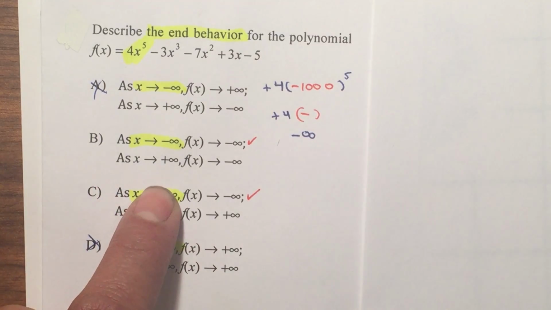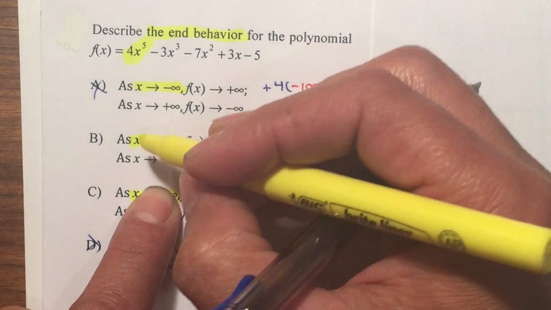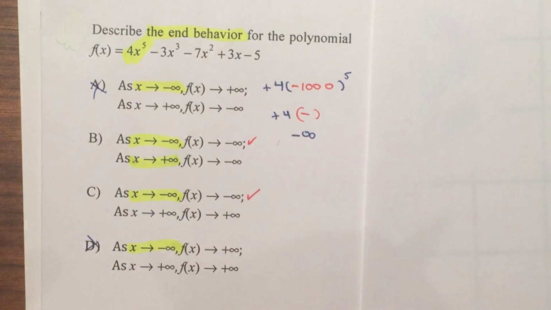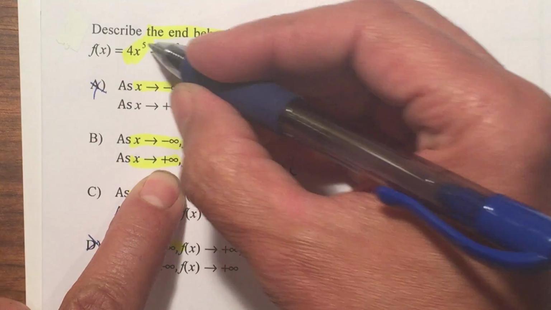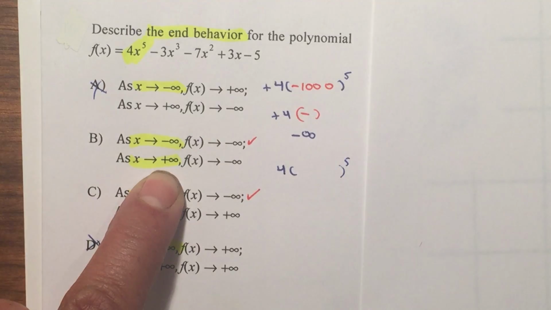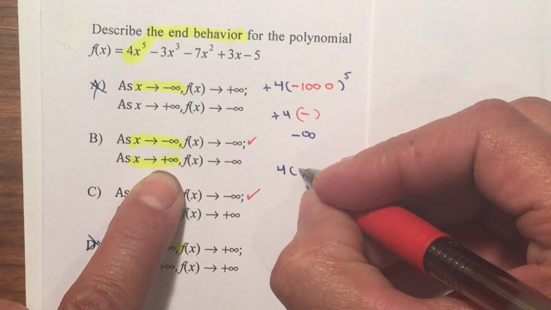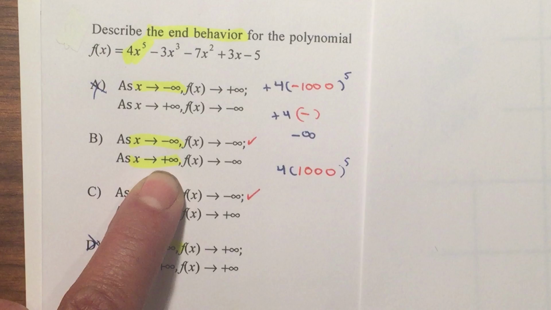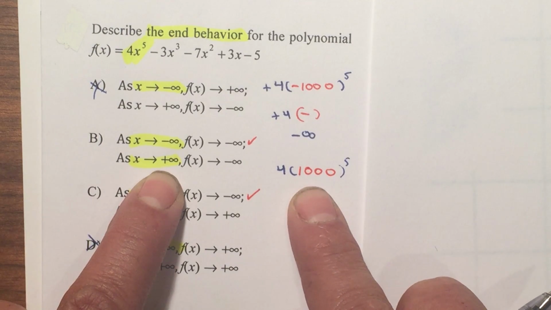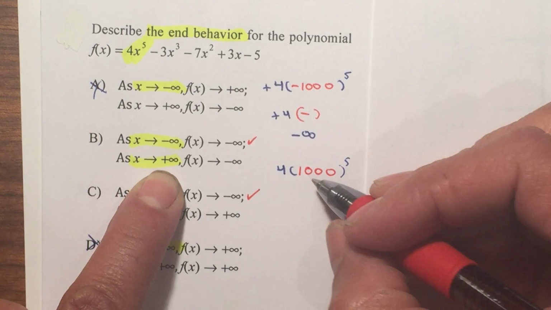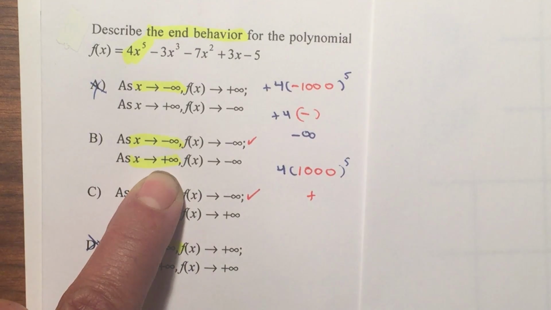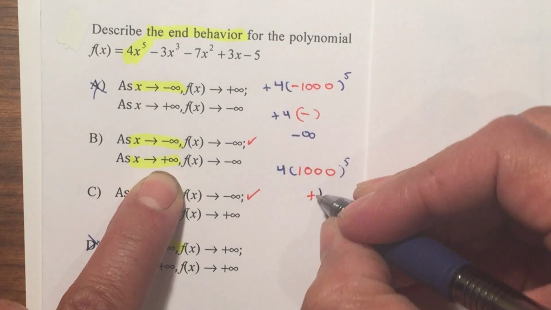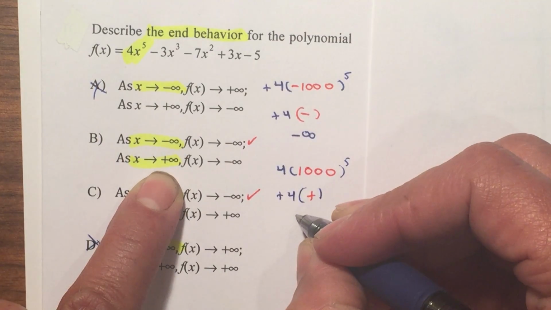So let's go through the second line. As x approaches positive infinity, let's plug in a huge positive number. So it'll be 4 times x to the fifth power. And I'm going to plug in a huge positive number. Just going to plug in just a positive 1,000. You can plug in a bigger number if you want. 1,000 to the fifth power will be positive or negative? Will be positive. Times a positive 4. Your answer will be positive.